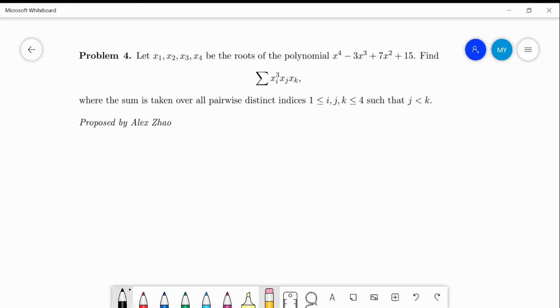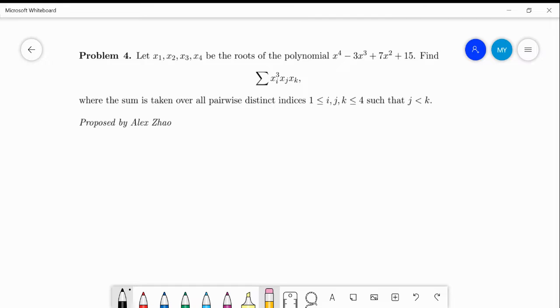So I will be explaining problem number 4 from the Washington Gold HMMT PUMaC team selection test. So the problem goes as follows. We have x1, x2, x3, and x4, and they're the roots of the polynomial x to the 4 minus 3x cubed plus 7x squared plus 15 equals 0. And we want to find this sum. The sum is the sum of x sub i cubed times x sub j times x sub k, and the sum is taken over all pairwise distinct indices i, j, k from 1 to 4, such that j is less than k.